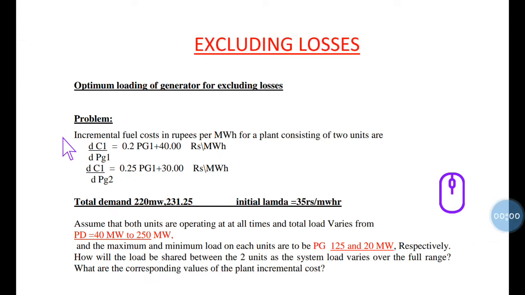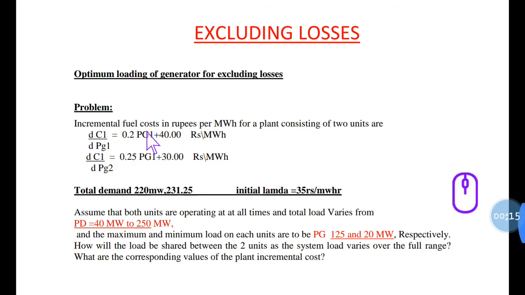Dear students, now I'll continue the next video on experiment number 10, optimal loading of generator excluding losses. See how the problem is given, how to analyze it, and how the same data can be entered in the software package. In excluding losses there is no factor of B coefficients, so B coefficient values need not be entered.